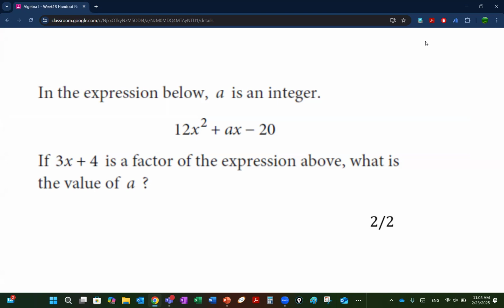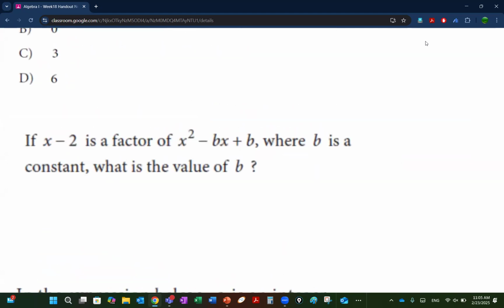So we solved the previous problem. Anyone have a question about this one?